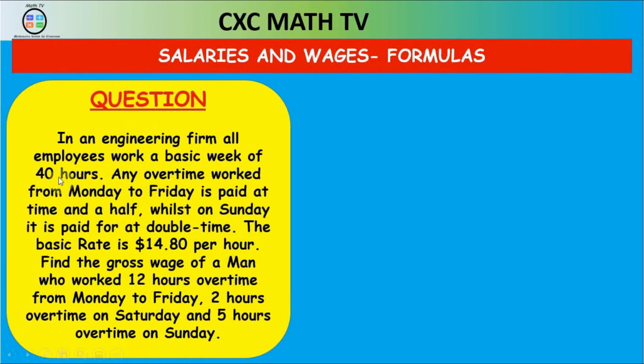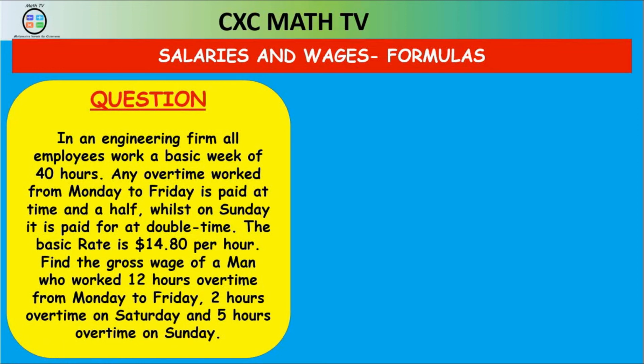Basic week, so how many hours worked. Any overtime worked from Monday to Friday is paid at time and a half, while on Sunday it is paid for at double rate. The basic rate is $14.80 per hour. Find the gross wage of a man who worked 12 hours overtime Monday to Friday, 2 hours overtime on Saturday, and 5 hours overtime on Sunday.